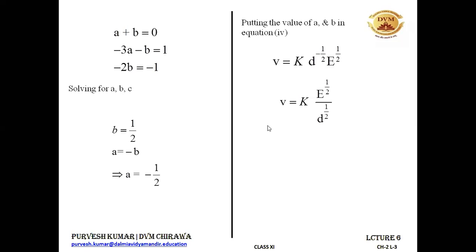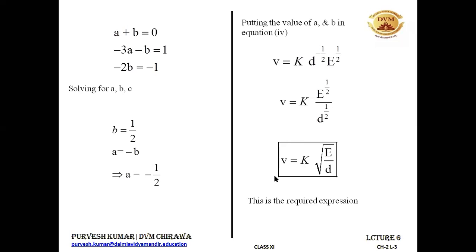And now you have to take a square root, because when the power is half, you always take the square root. The equation becomes like this. So this is the final expression that is required for the velocity, that is V equal to K root E by D, where D is your density and E is your modulus of elasticity.